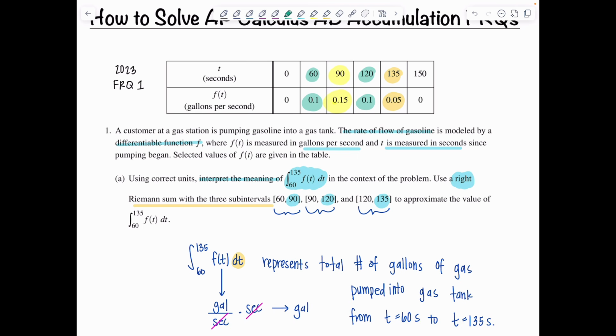It says that f is a differentiable function. Do you see that? Now, differentiability is a stronger condition. If a function is differentiable, that automatically implies that it's continuous. The reverse statement is not true. If a function is continuous, it's not necessarily differentiable. Think about absolute value of x. We've got that cusp at x equals 0.